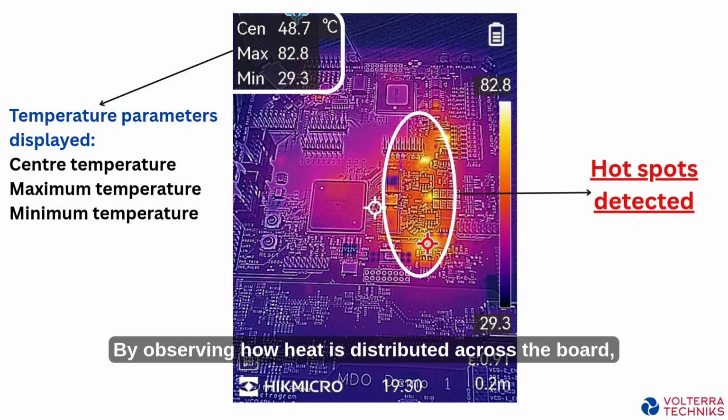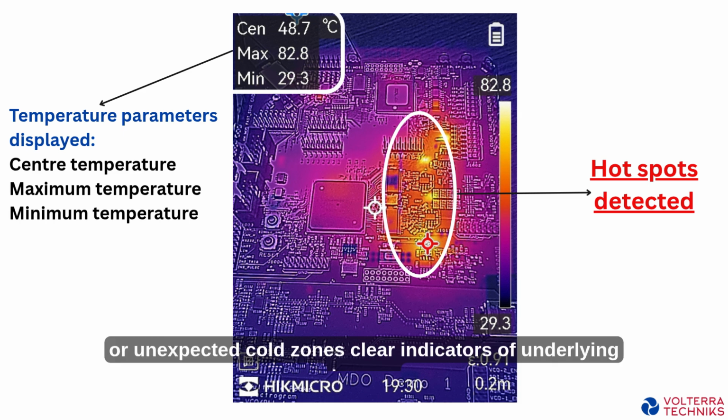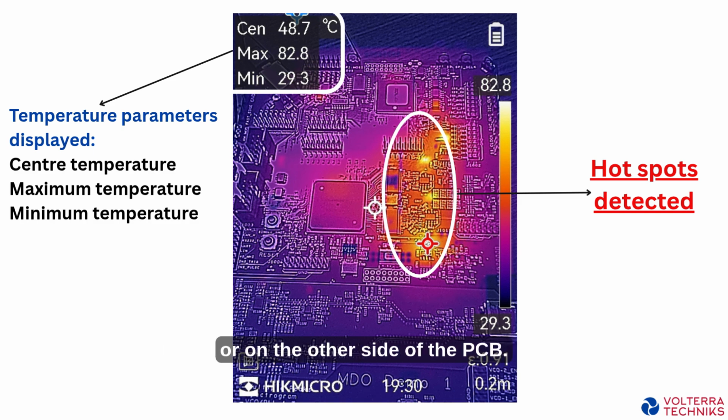By observing how heat is distributed across the board, you can quickly pinpoint abnormal hotspots or unexpected cold zones, clear indicators of underlying issues. Instead of guessing or spending hours probing, thermal imaging helps you see the problem in real time, even when it's hidden beneath the surface or on the other side of the PCB.